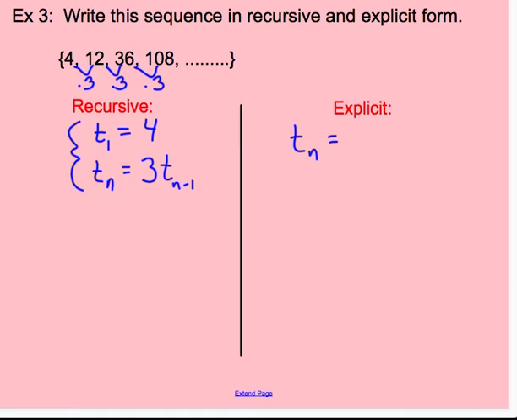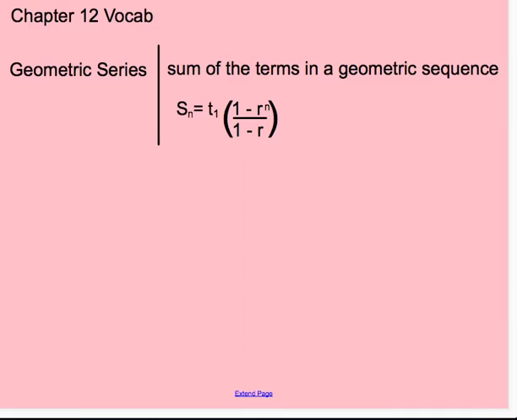So we take the first term, let me write this out in case you guys can't remember. So it would be t sub 1 times r to the n minus 1 power. So t sub n would equal 4 times our common ratio of 3 to the n minus 1 power. Okay, so now we're going to take a look at series. So that was it for sequences. We're jumping into series just a little bit.